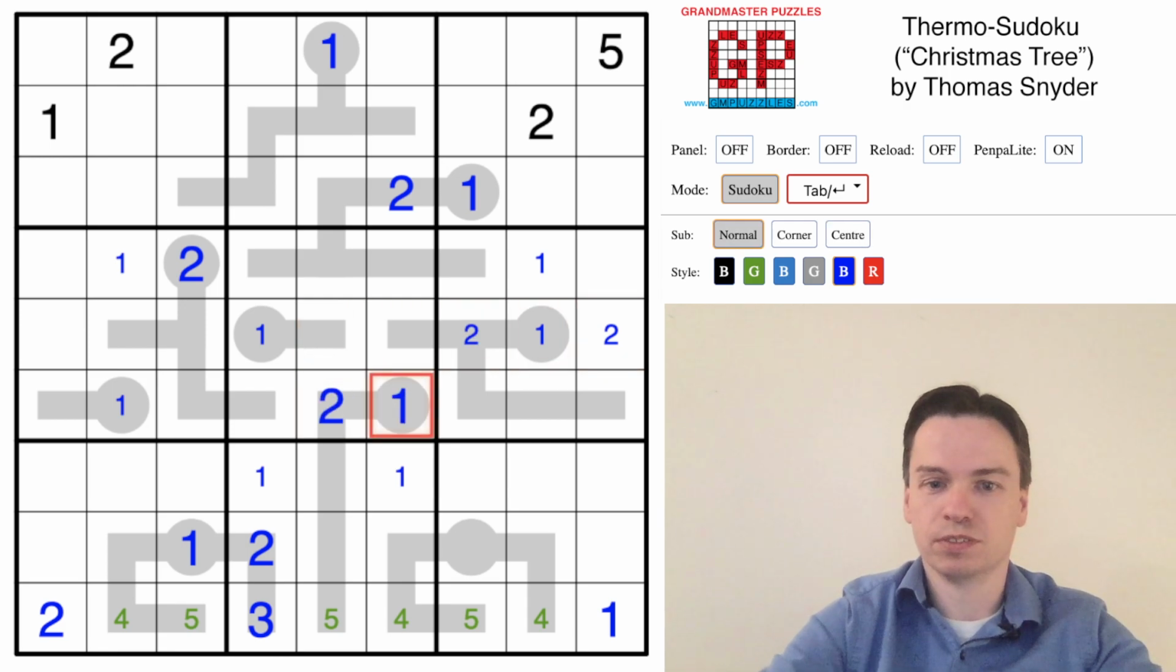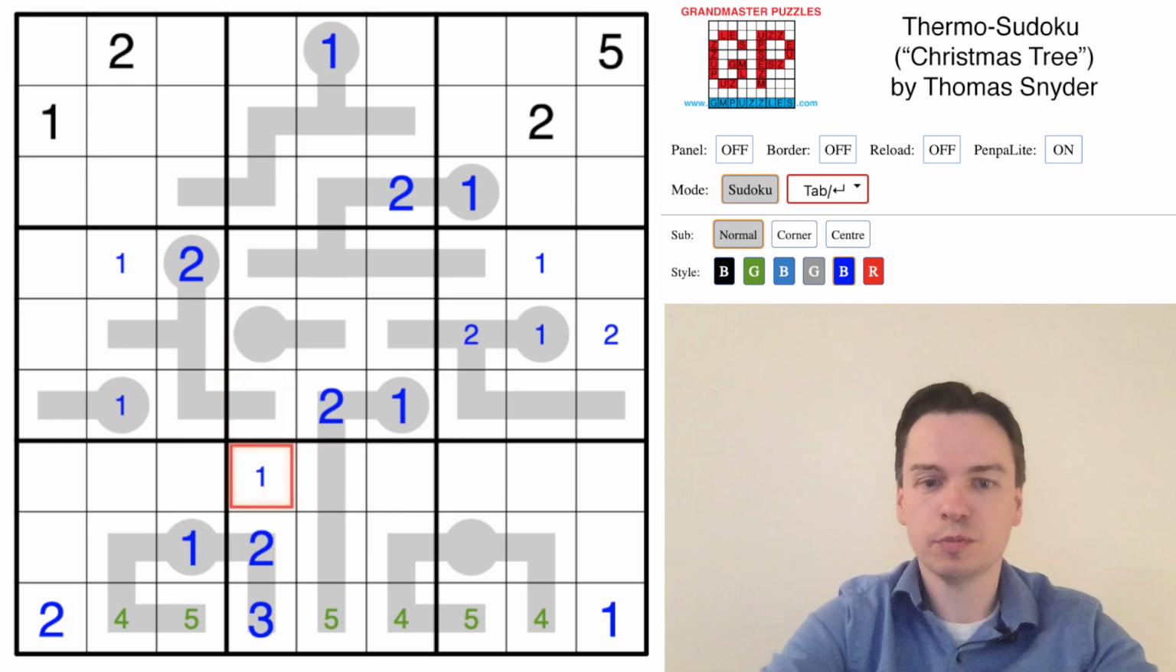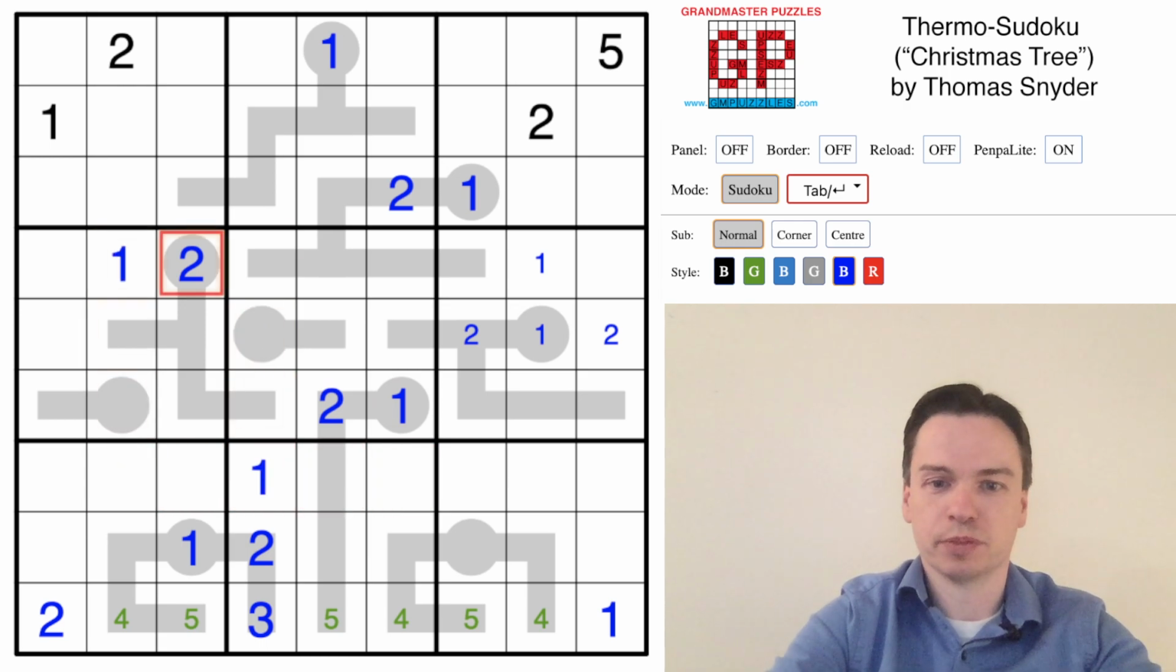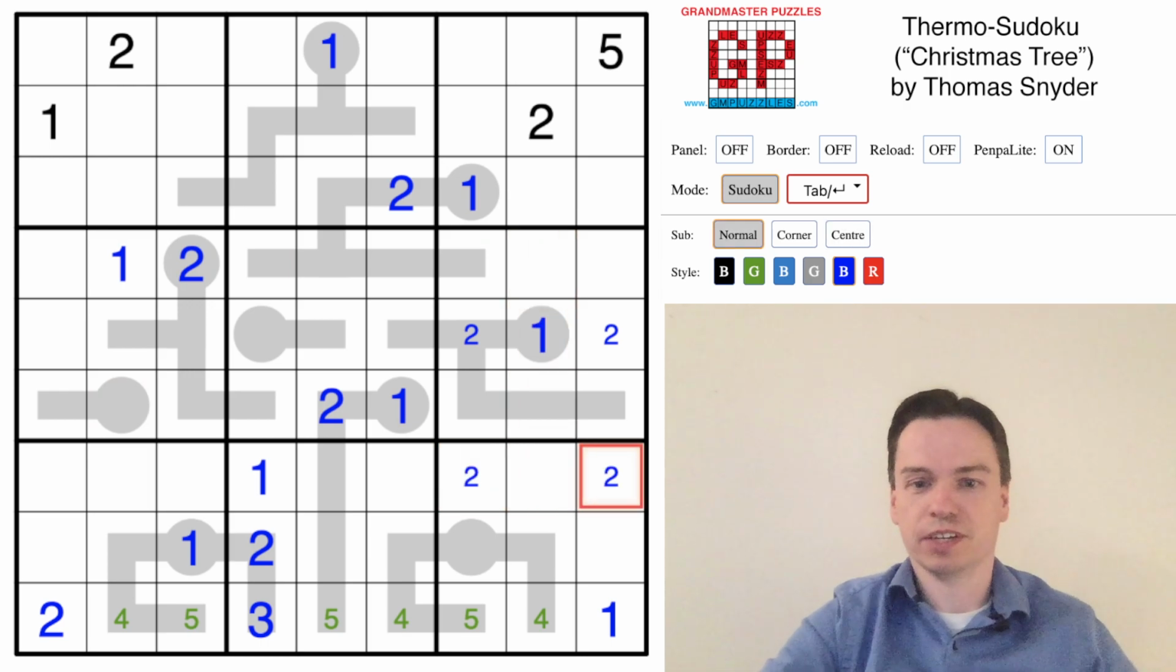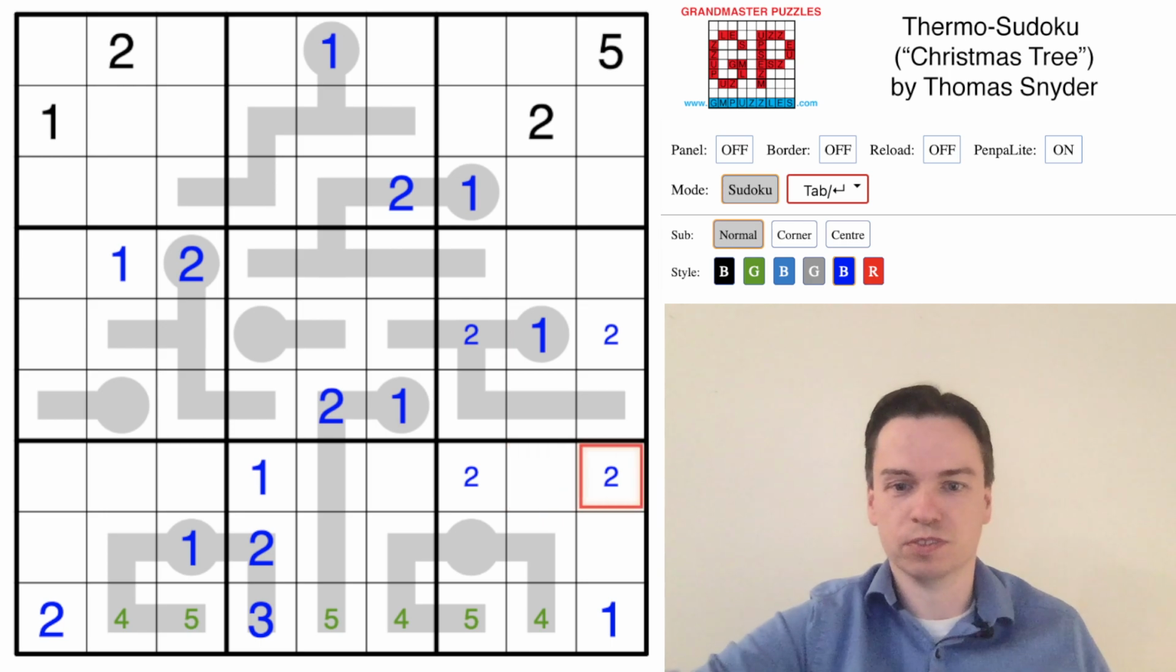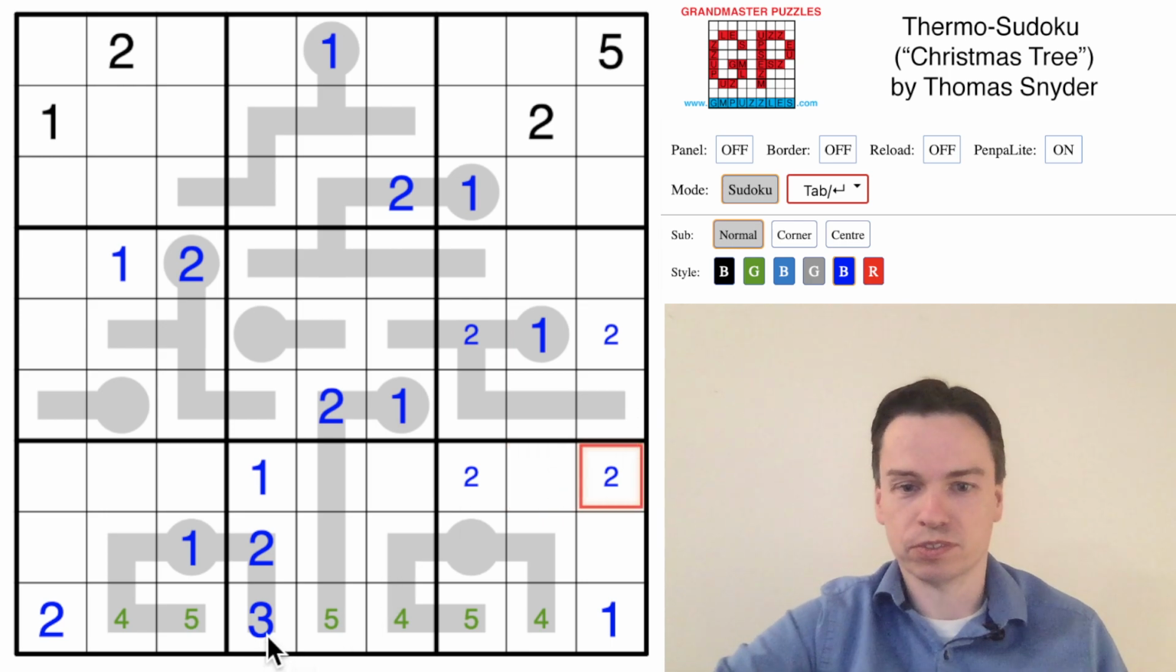Canceling this puts in this 2, puts in this 1, puts in this 1, cancels this option, puts in this 1, puts in this 1. And now we have all the 1s placed, and we've got notes for the remaining 2s, but pretty good intuition about where those go.